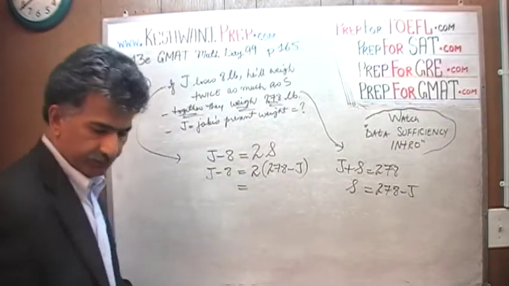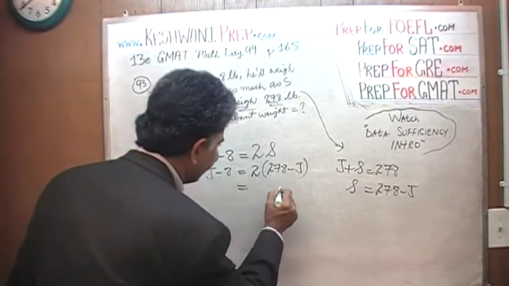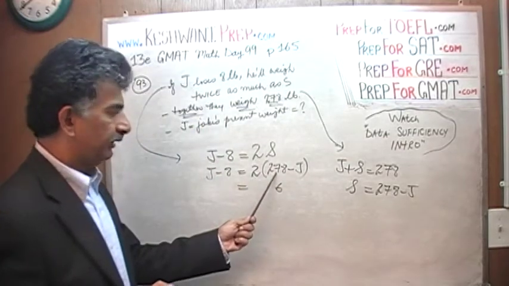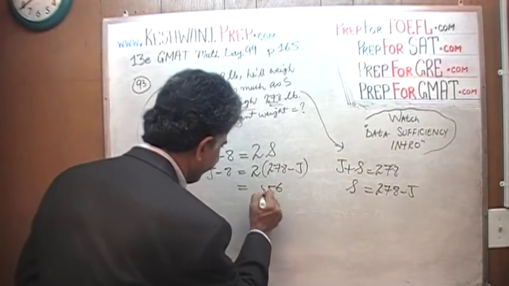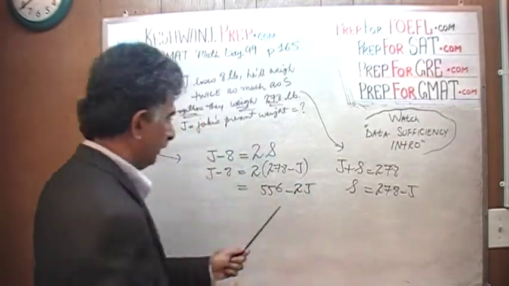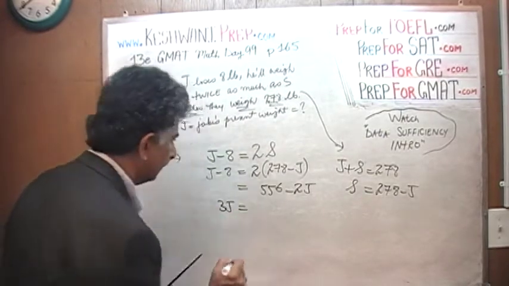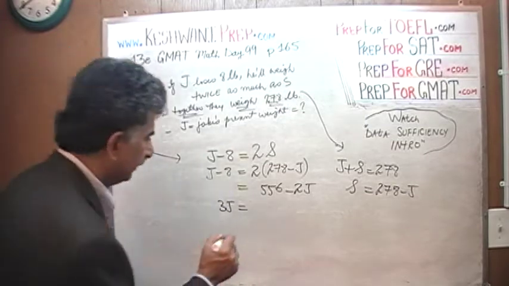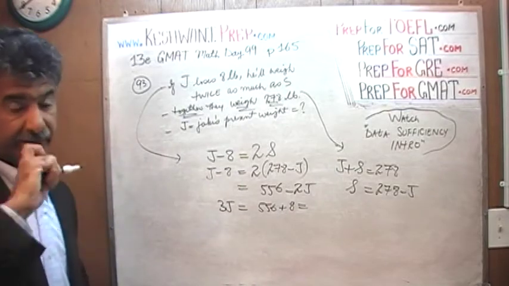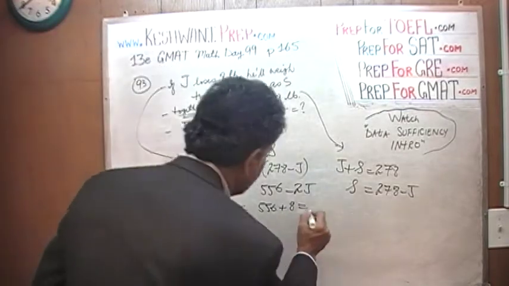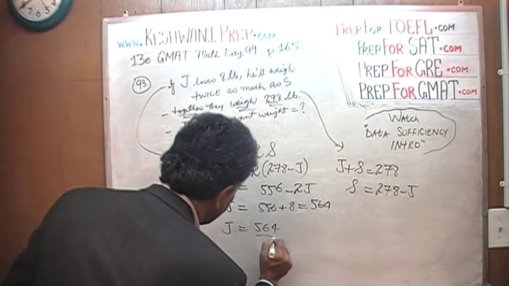2 times 278, let's find out what that is. 2 8s are 16, that's a 6, carry 1. 2 7s are 14, plus 1 is 15, 5, carry 1. 2 2s are 4, plus 1 is 5. And minus 2J. Bring the 2J on this side and bring the 8 on the other side, so we end up with 3J equals 556 plus 8. 556 plus 10 is 566, so it's 564.